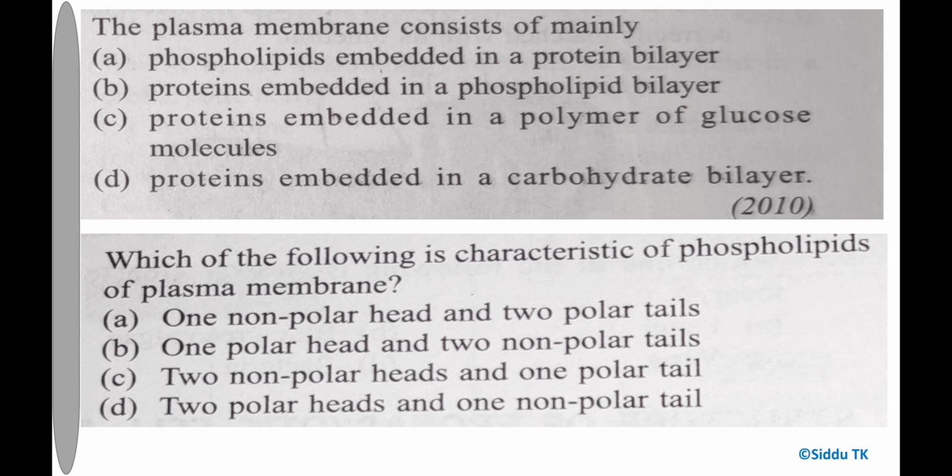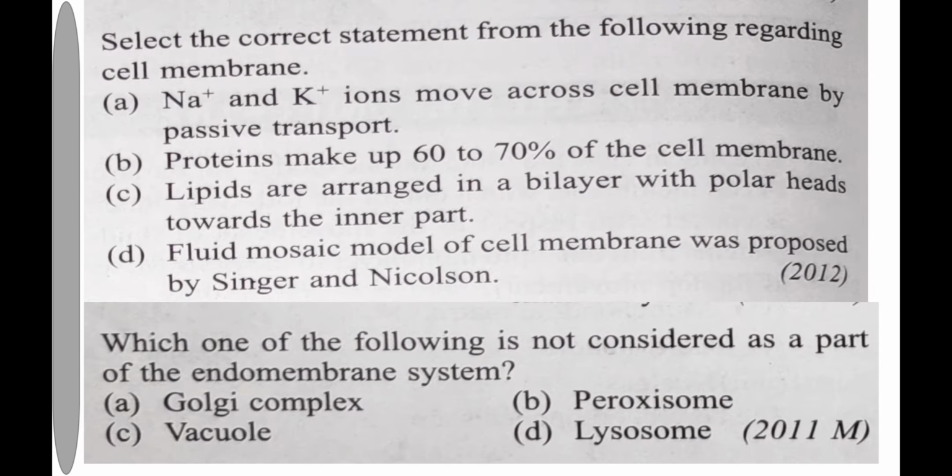Next question, select the correct statement. First option is wrong because potassium and sodium are charged and they cannot pass through the phospholipid tail. Second option is also wrong because the protein proportion differs among different cells. It is not fixed. Third is also wrong because non-polar tails are present towards the inner part. So option 4 is the correct one.